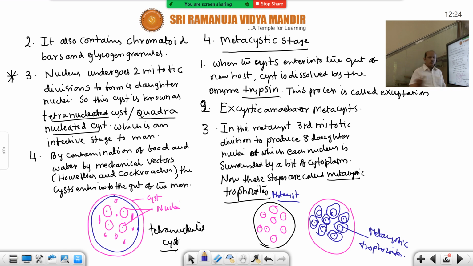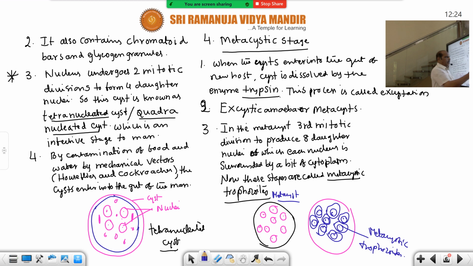Like that, even houseflies and cockroaches bring the cysts and drop them on utensils, food containers and water containers without lids. They are dropped into that, so it is contaminated. Thus it enters the body. So this is how the life cycle is completed.